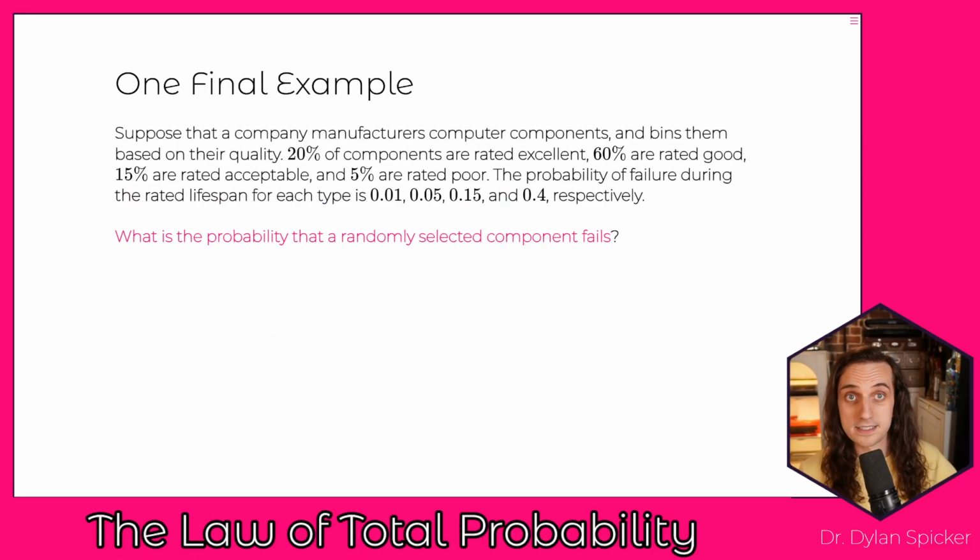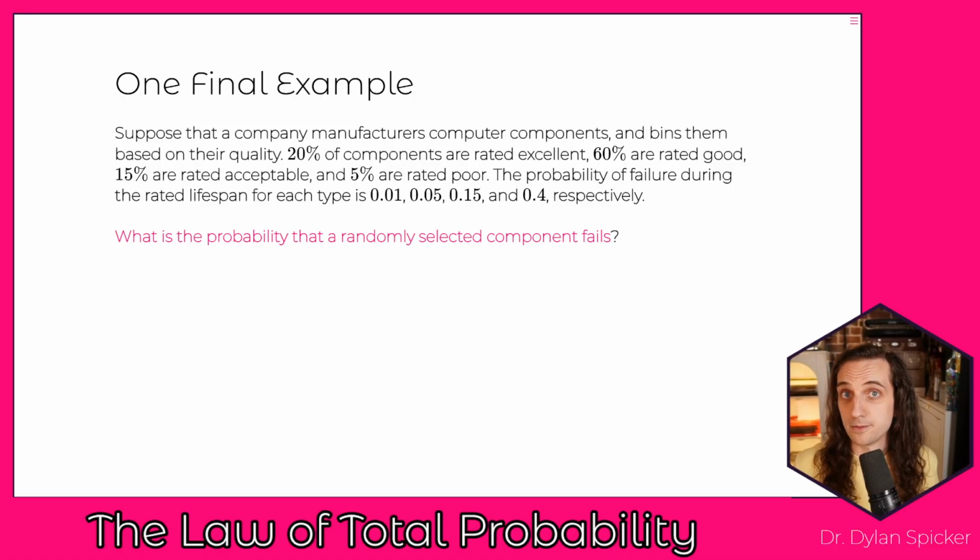Okay. Last example that we're going to look at here. Suppose that we have a company that manufactures computer components and then it bins them based on quality. So 20% of the components are excellent, 60% are good, 15% are acceptable, and 5% are poor. The probability of failure of these components is going to be 0.01, 0.05, 0.15, and 0.4 for each of the different categories respectively. And so what we're going to do is we're going to say, well, what's the probability that if we select a component at random, it's actually going to fail?